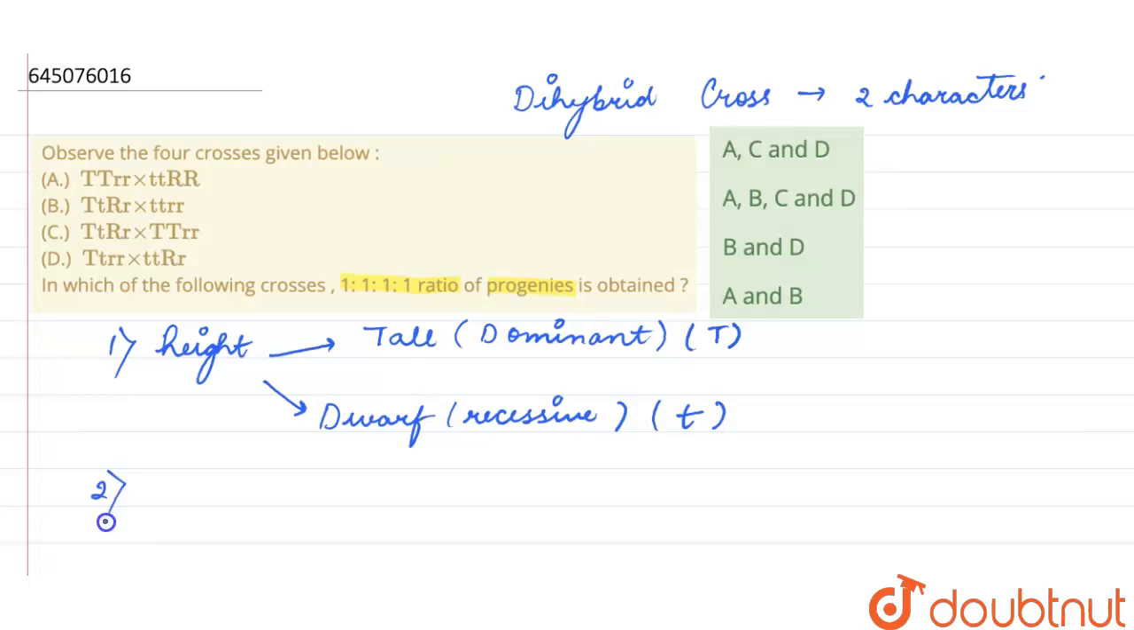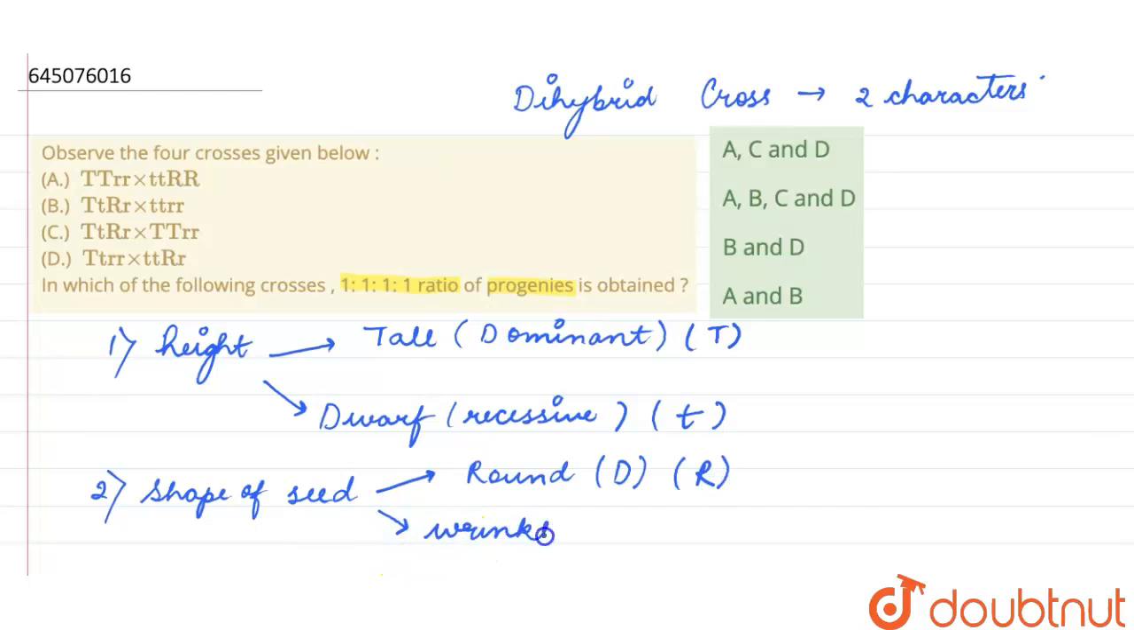The second character that we are considering here is the shape of seed. The dominant character in the shape of seed is, let's say, the round seed, denoted by capital R. And the recessiveness is shown by wrinkled seed, the recessive character shown by small r.